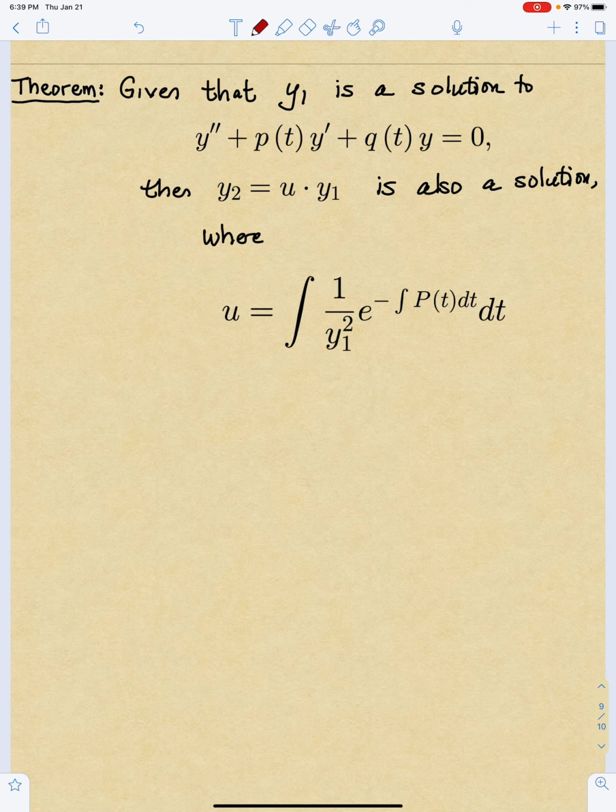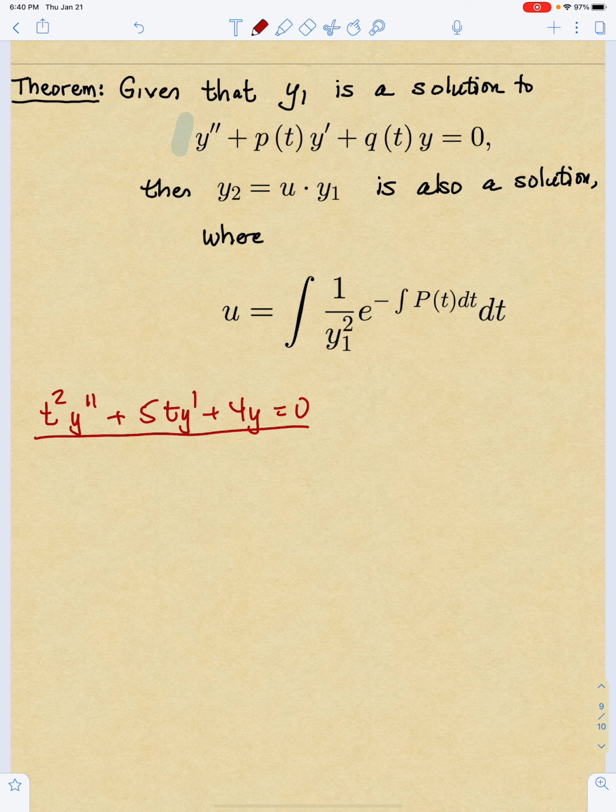So the thing to keep in mind from the equation up at the top, and I'll be writing down that equation again. So remember, we had t squared y double prime plus 5t y prime plus 4y equals 0. Notice that the coefficient of the second derivative term is 1 for this particular formula. So the first thing we need to do is divide everything by t squared. So you have y double prime plus 5 over t y prime plus 4 over t squared y equals 0.